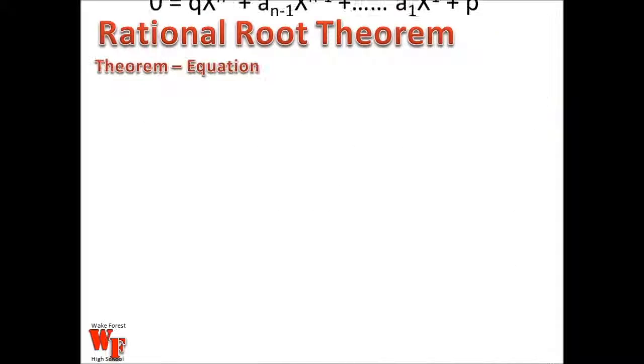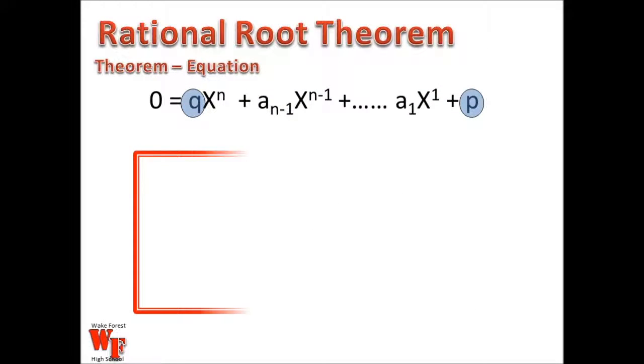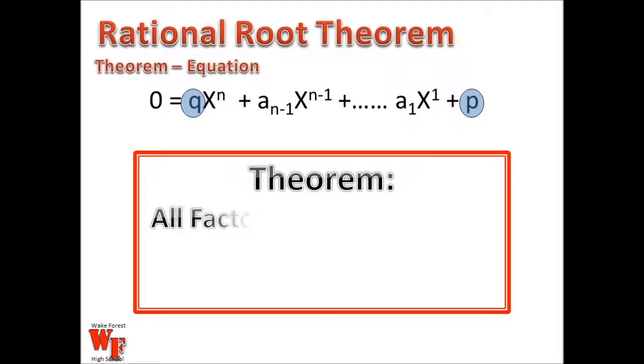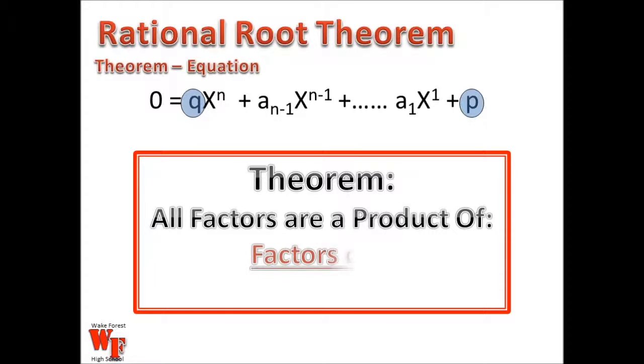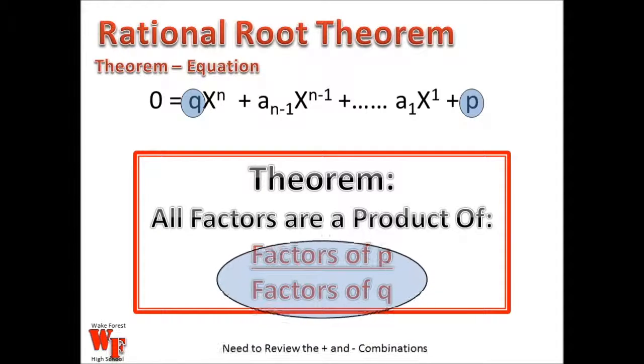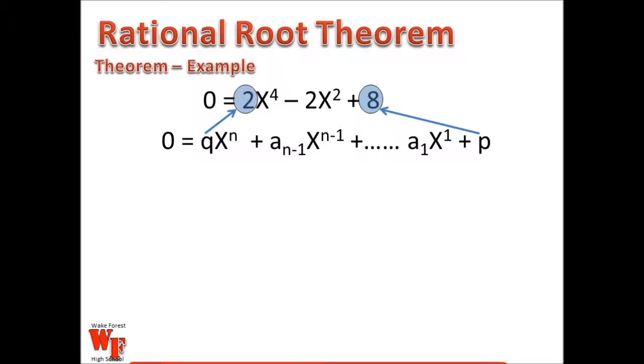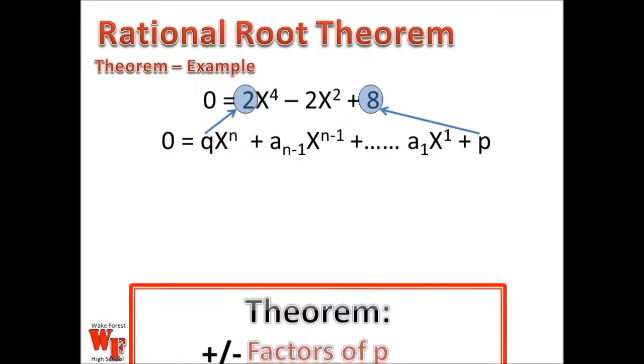We now need to state the equation. We take the leading coefficient q and the constant p, and the theorem states that all factors are products of positive or negative factors of p over the positive or negative factors of q. Here we have an example where q would be 2 and p would be 8.